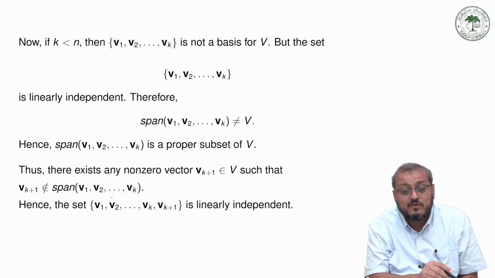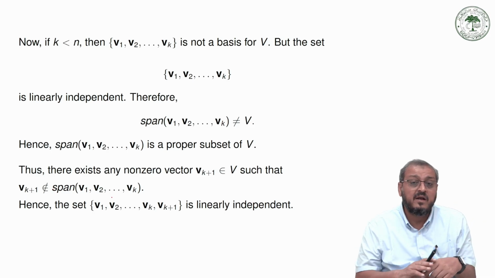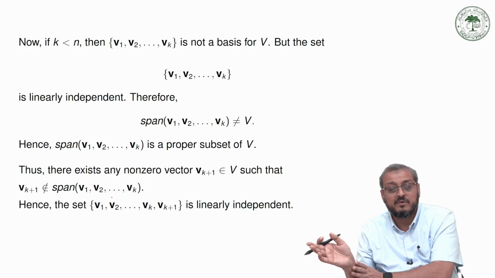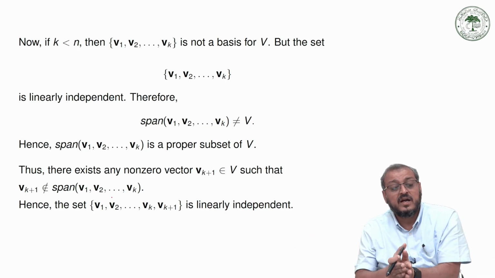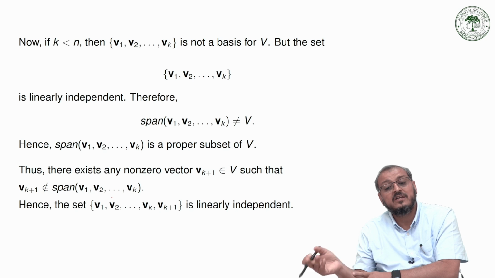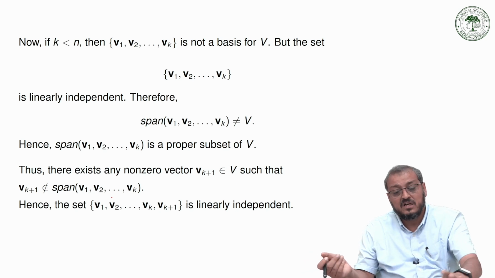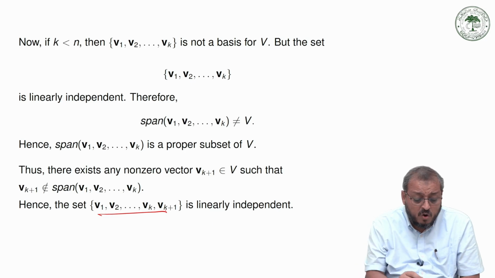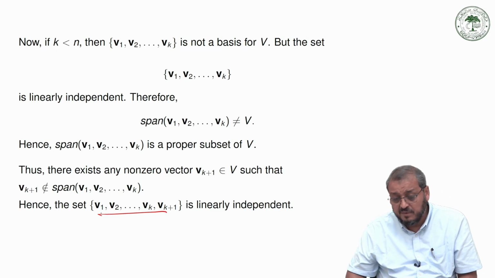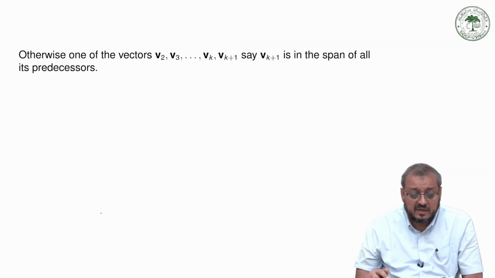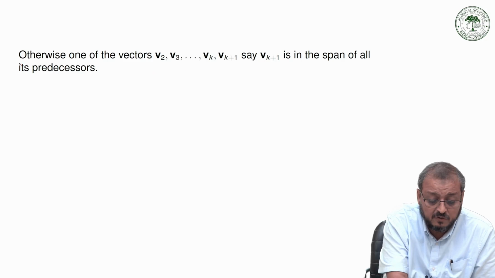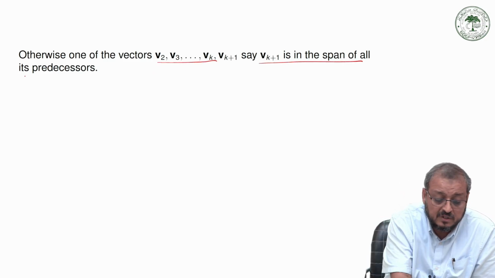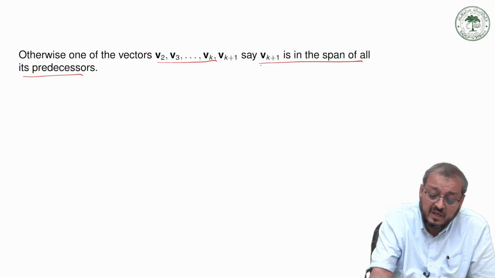If it does not belong to the span, it means we have proved this theorem on linear independence. If we have any element that does not belong to the span of all the preceding elements, then this new set v1, v2, ..., vk, v_{k+1} is linearly independent. By that result, we can say that this set is linearly independent. Otherwise, if not, then vk is in the span of the preceding elements.